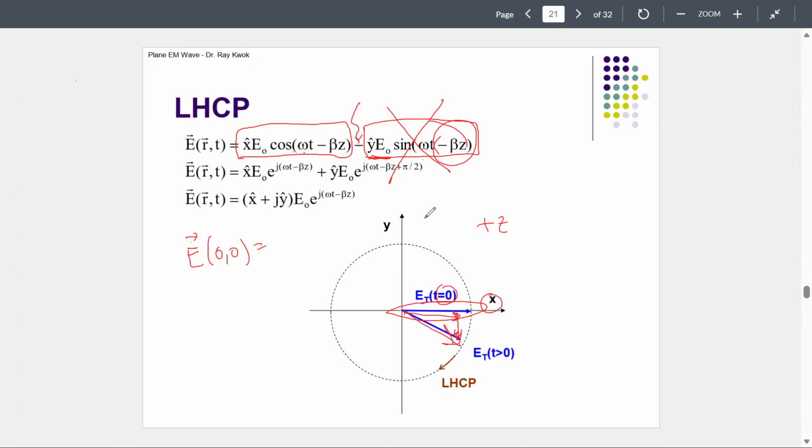So I try to match it. The thumb is my k, my x is here. Wait a minute, it does not go up this way. I cannot use the right hand to describe this rotation. I have to use my left hand. So in this case, we call this a left hand circular polarization. Are we okay?